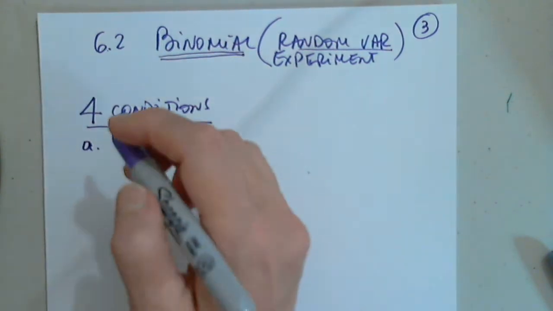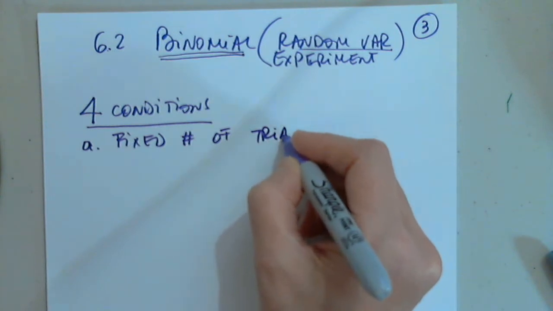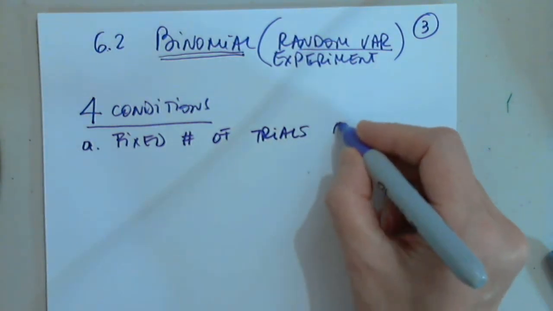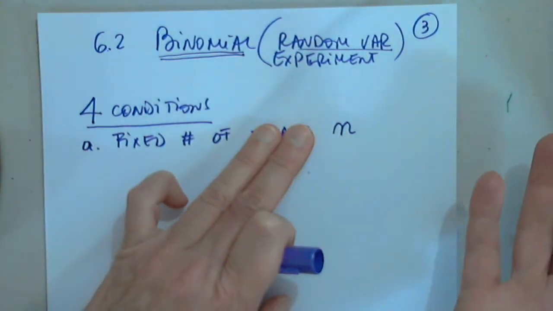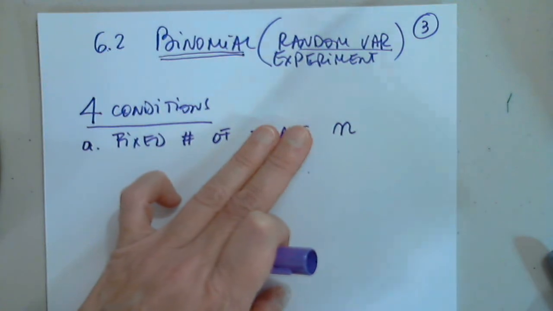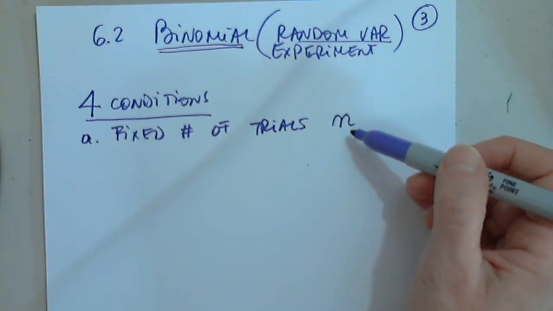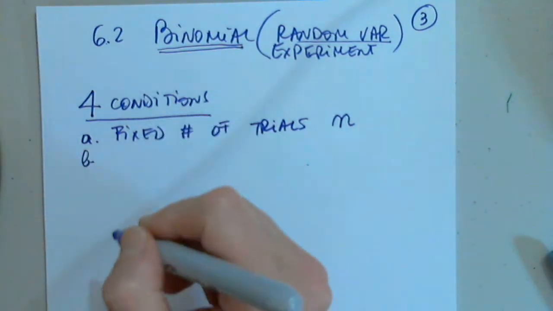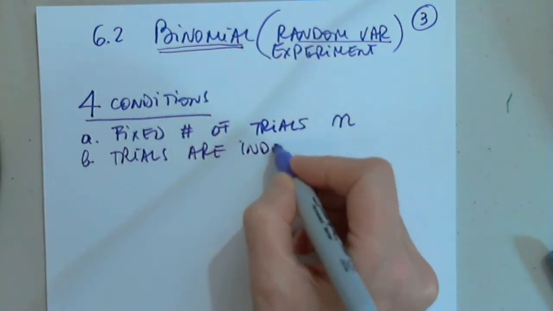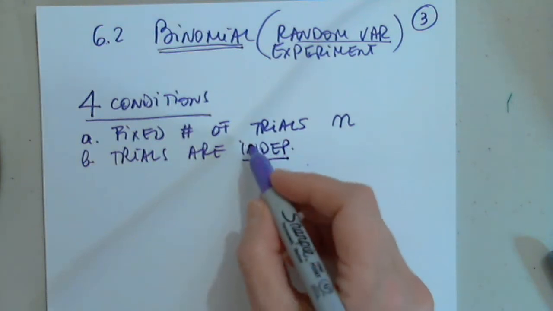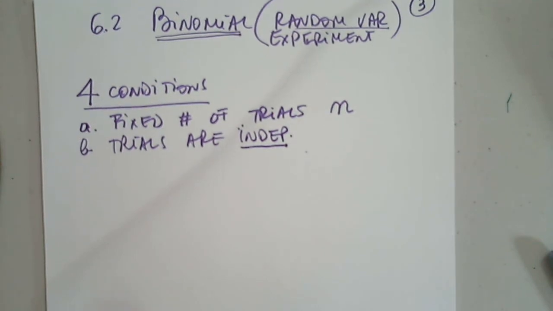Number 1, we have to have a fixed number of trials. This is just denoted by n. What do I mean by number of trials? Number of people, number of times I repeat the experiment, right? So fixed number of trials, n. Part B, the second condition, trials are independent. If any of these conditions fails, it's not a binomial random variable.